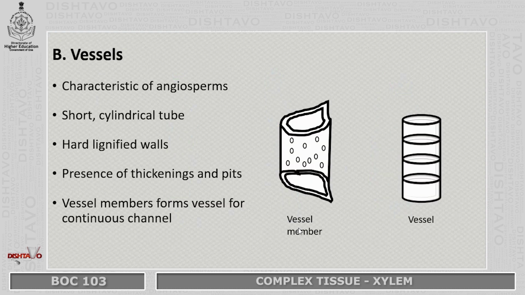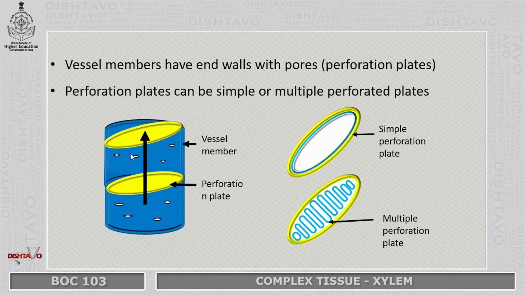That's how they will be arranged in the tissue. We have the second element, the vessel, which is one of the main characteristics found in angiosperms. Each vessel will appear short and cylindrical. They have hard lignified walls and they show the presence of thickenings and pits, the way we have seen for the tracheids. Each vessel member will be arranged in longitudinal series to form a continuous channel, so that it helps in the conduction of water.